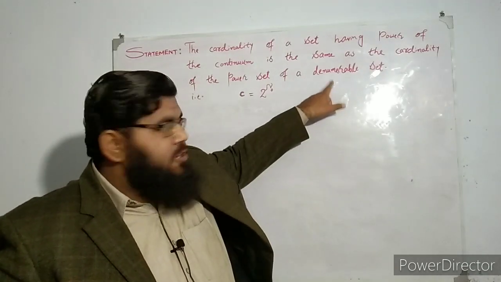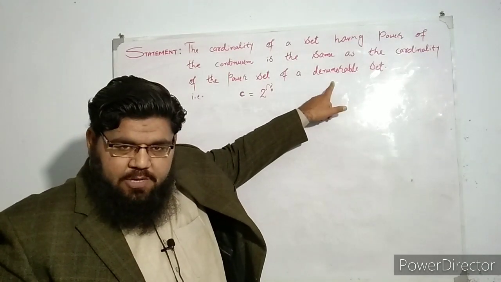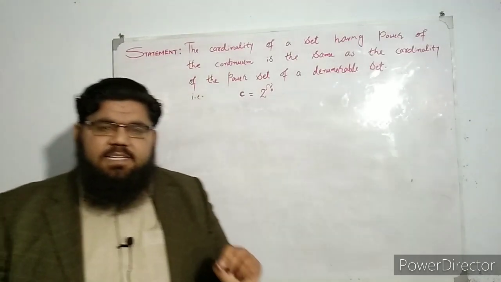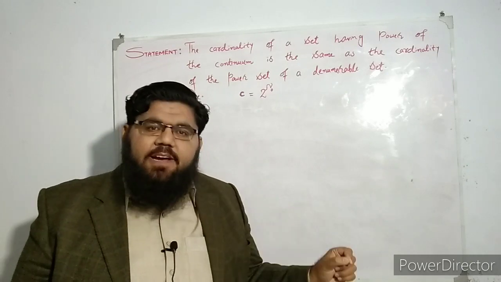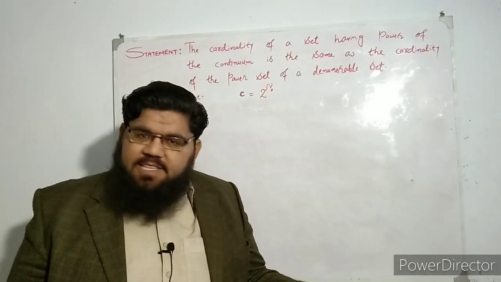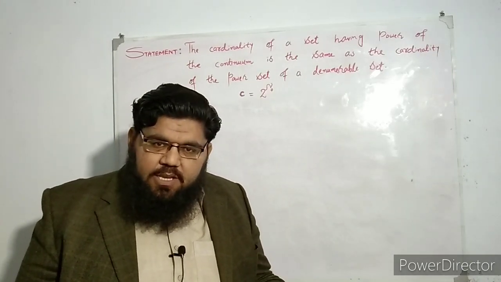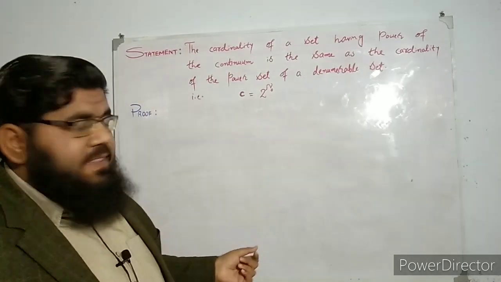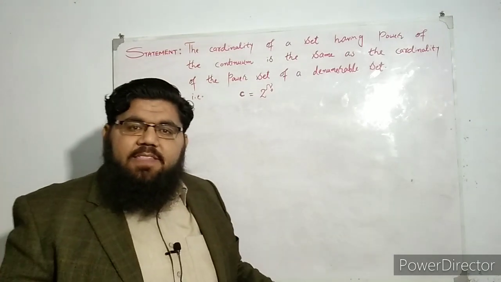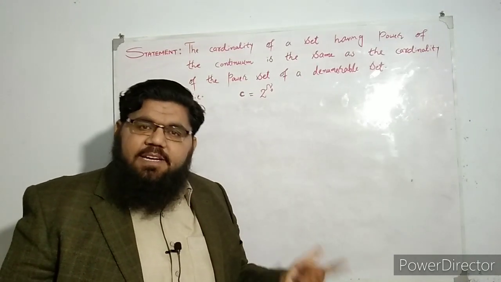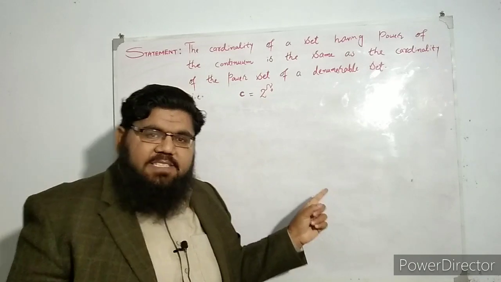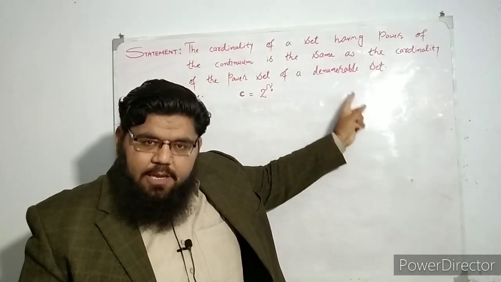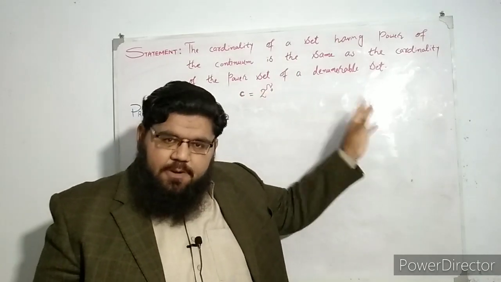First of all, I would like you to recall this term, denumerable sets. What are denumerable sets? Denumerable sets are the sets which are infinite but countable, just like the set of positive integers, the set of rationals and so on. So we are saying that a set which is infinite and uncountable, its cardinality will be the same as the power set of a denumerable set. Their cardinality will be the same. This is what we need to prove.